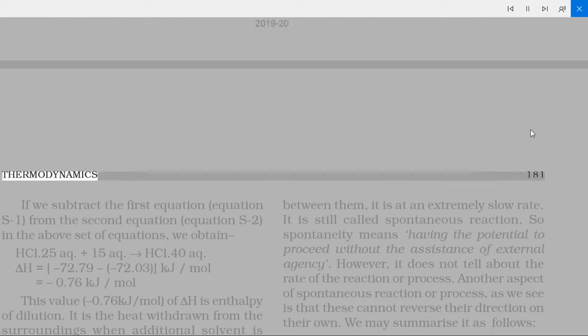Thermodynamics 181. If we subtract the first equation, equation S-1, from the second equation, equation S-2, in the above set of equations, we obtain HCl·25 aq + 15 aq → HCl·40 aq, ΔH = −72.79 − (−72.03) kJ/mol = −0.76 kJ/mol.